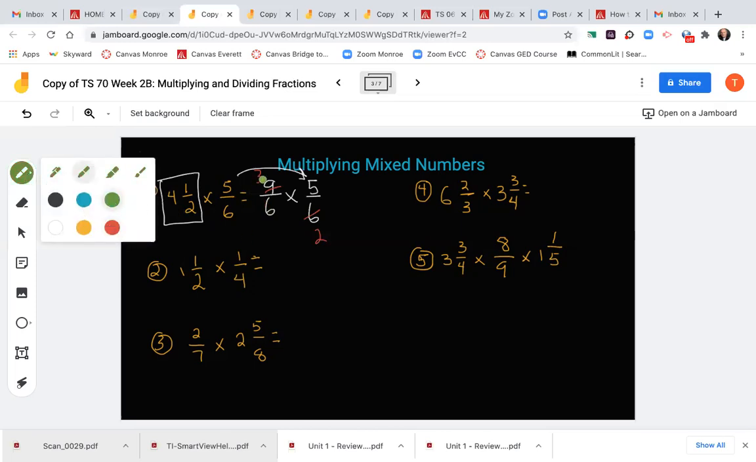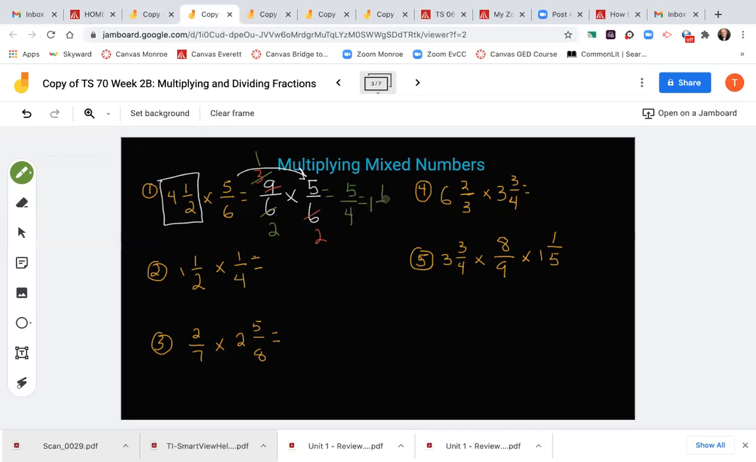Okay, look at 3 and 6. This is an example. 3 goes into itself once, 3 goes into 6 twice. Now I'm going to multiply 1 times 5 and get a 5. 2 times 2 is a 4. That is improper, so change it to mixed. 4 goes into 5 one time, there's 1 left over, and 4 stays as the denominator. So that's an example where you could cross cancel twice.